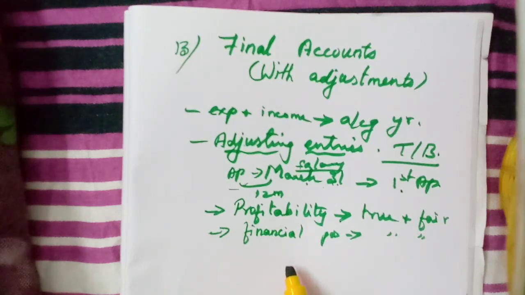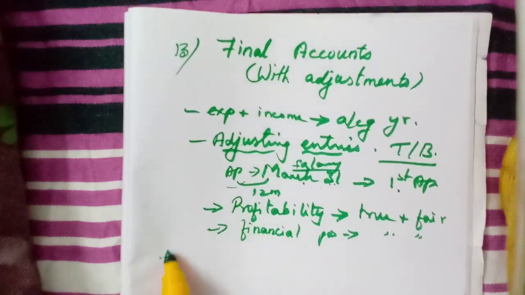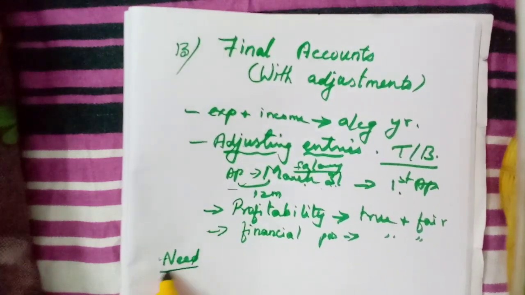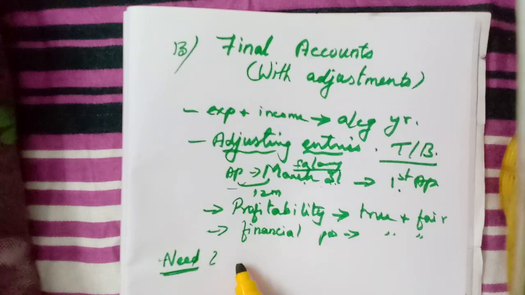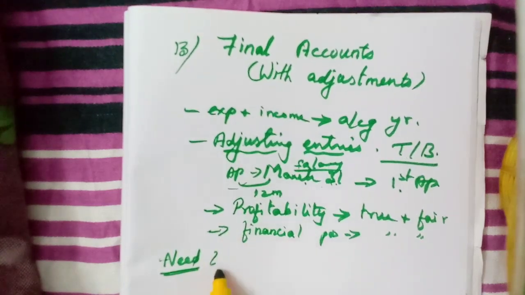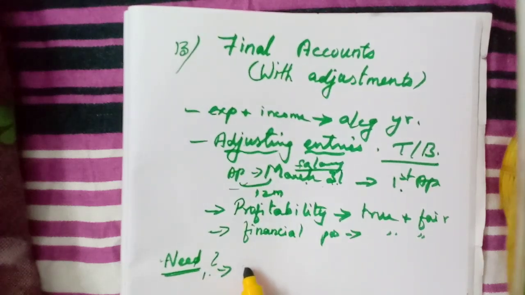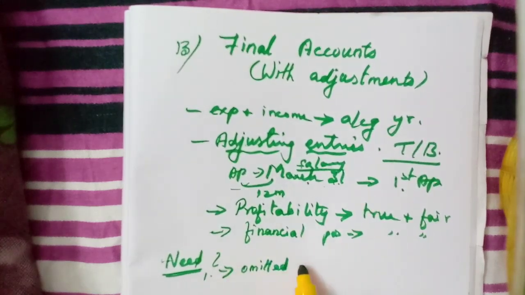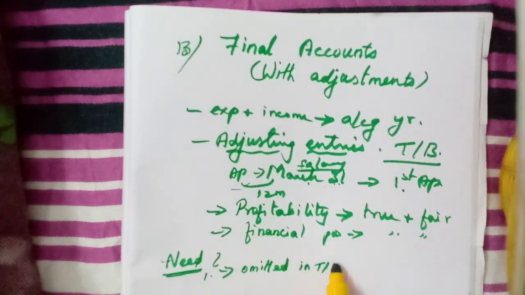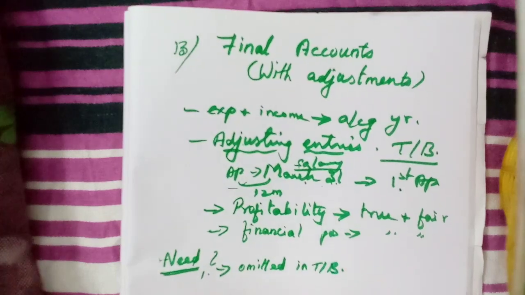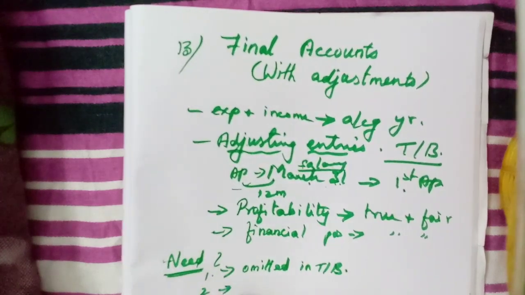Then what is the need? Why do we need to make the adjusting entries? Because we have studied that some entries are not entered in the trial balance. So whatever has been omitted in the trial balance, in order to bring them into accounts, we have to prepare the adjusting entries. That is the first need.